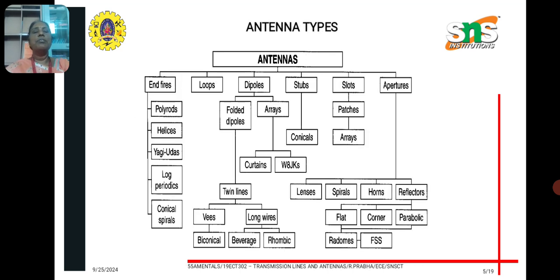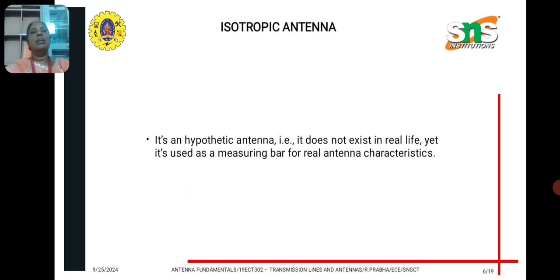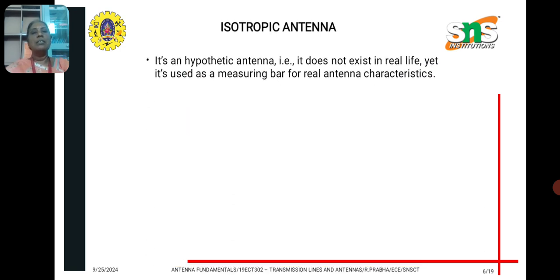And there are a variety of antennas available. Some of the very important antennas are given in the picture. It may be an end-fire antenna, loop antenna, dipole antenna, slot antenna, or aperture antenna; these are some examples of the different types of antenna. Now an important concept in antenna theory is the isotropic antenna. It is a hypothetical antenna. It does not exist in real life, and it is used only as a measuring bar for comparing the antenna characteristics with a real-time or practical antenna.